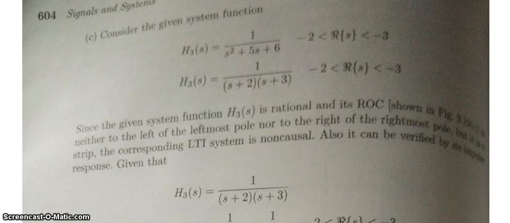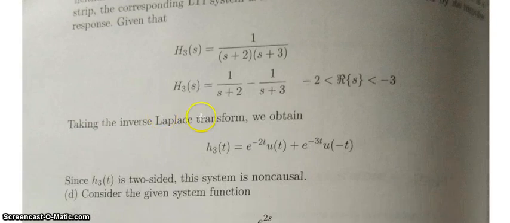Okay, so when we take the inverse Laplace transform, H3(s) on expansion is 1/(s+2) minus 1/(s+3). For the first term, 1/(s+2), we get a causal, right-sided signal, e^(-2t) u(t), and the second term is left-sided, so it is e^(-3t) u(-t). Since h3(t) is two-sided, this system is non-causal.